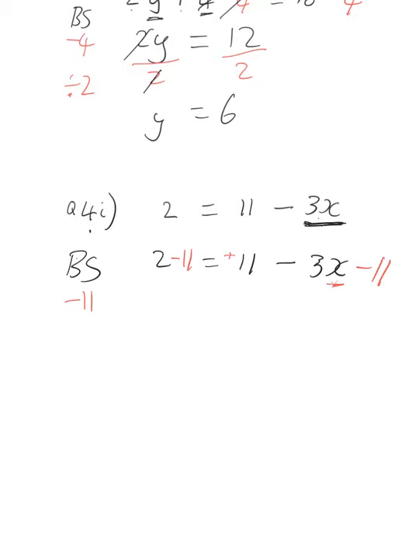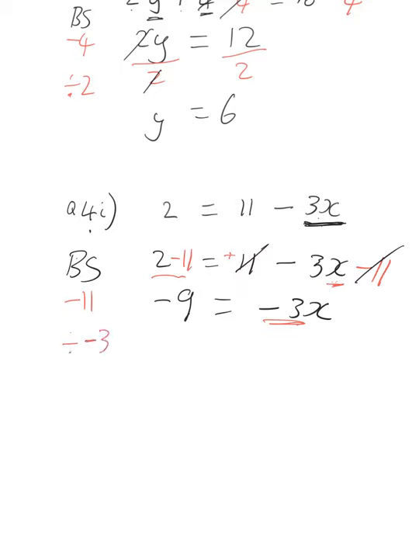Now on this side, 2 minus 11 is -9. This plus 11 and this minus 11 cancel each other out. That's why we did it, and we're left with -3x. Okay, what do we do to both sides this time? Well, this x is being multiplied by -3. The inverse of multiplying by -3 is to divide by -3.